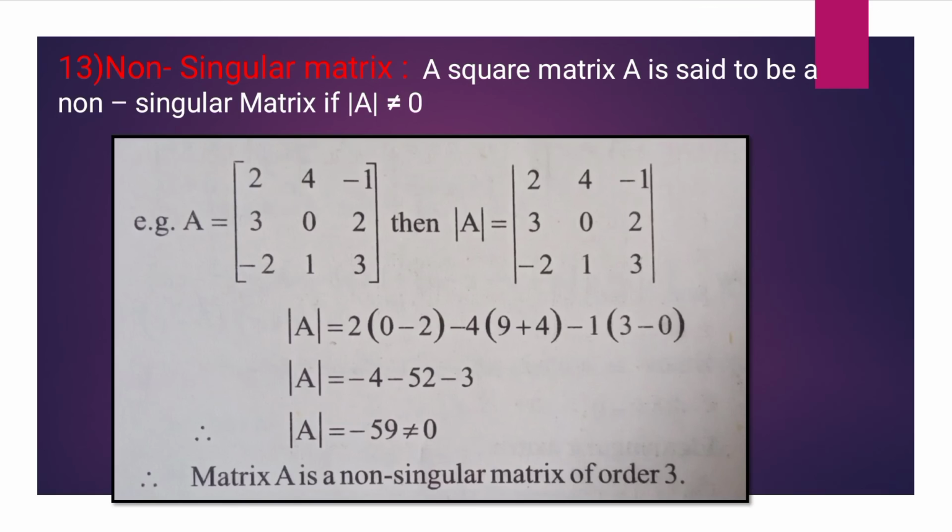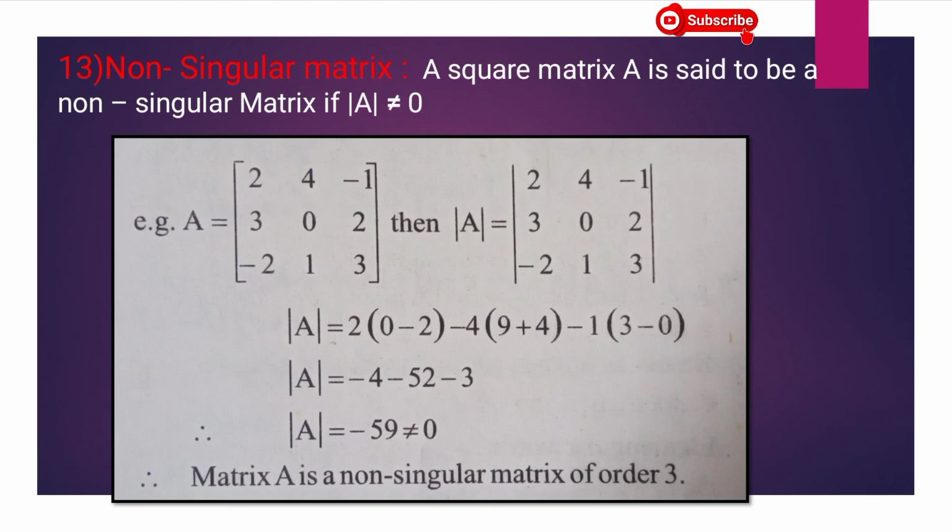Type 13, non-singular matrix. A square matrix A is said to be a non-singular matrix if mod A is not equal to 0. Now the example: A is equal to [2 4 -1; 3 0 2; -2 1 3]. Now this matrix is a 3 cross 3 matrix. Then mod A is equal to the determinant of [2 4 -1; 3 0 2; -2 1 3]. Then mod A is equal to -59, which is not equal to 0. Then matrix A is a non-singular matrix of order 3.